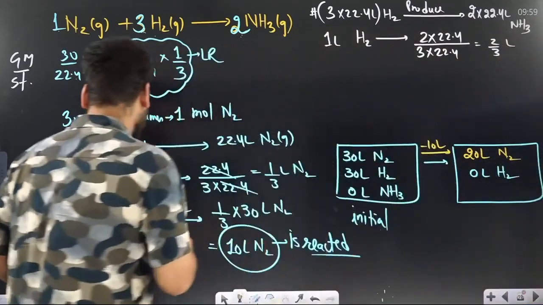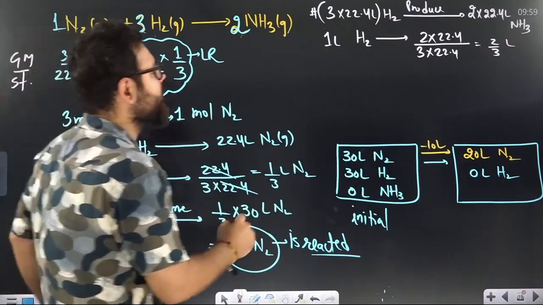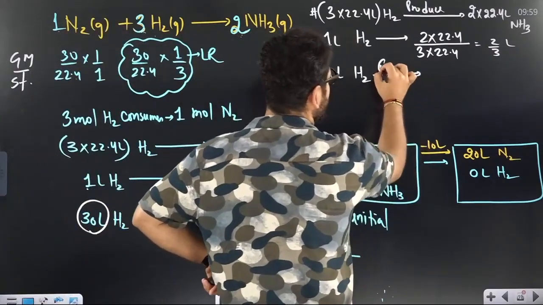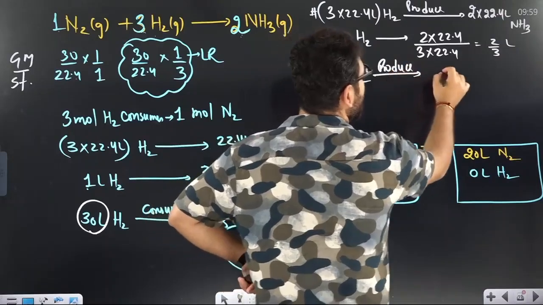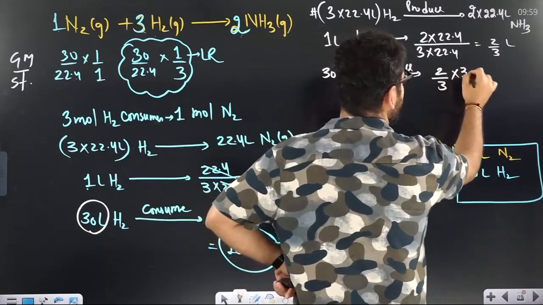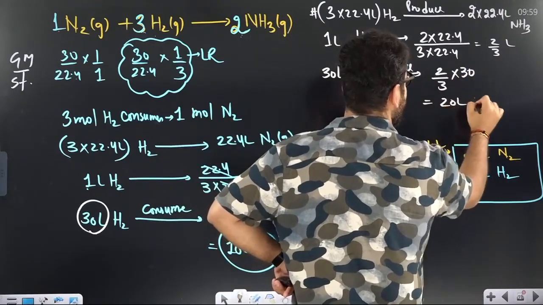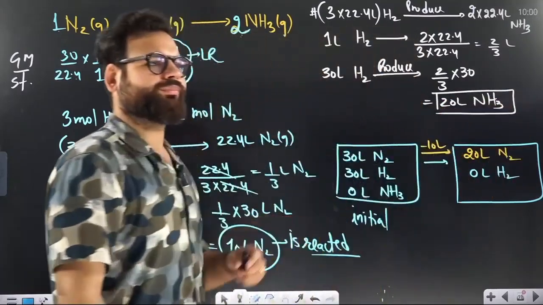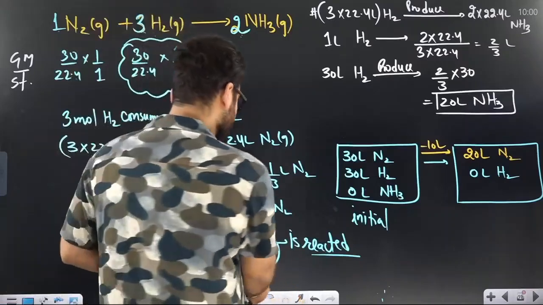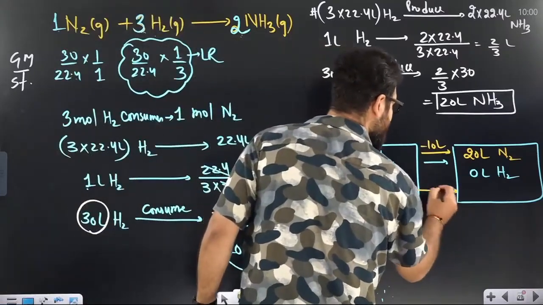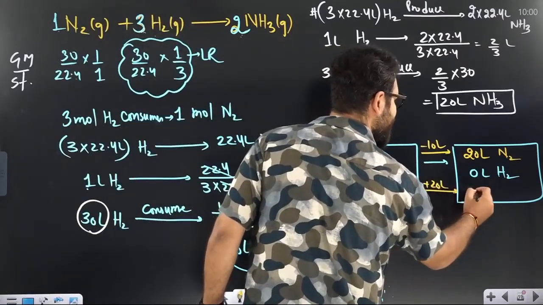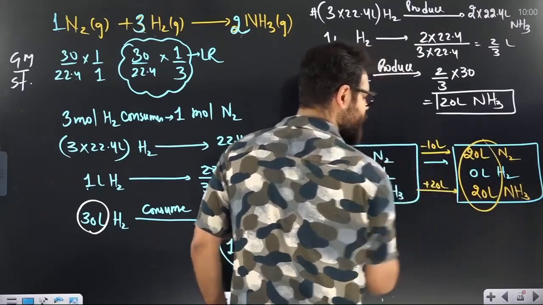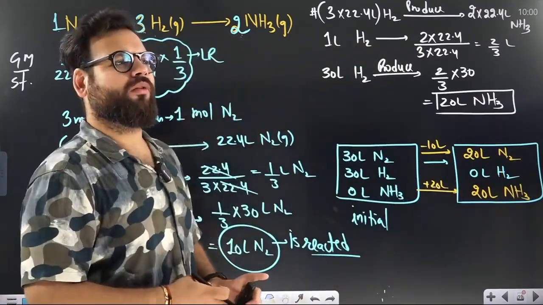But how much hydrogen did we have? We have consumed 30 liter hydrogen. So 30 liters of hydrogen will produce 2 by 3 times 30, which is 20 liter ammonia. Good. Very good. That means ammonia produced is 20 liter. So finally we get 20 liter ammonia. So the final volume is how much? 40 liter. Final volume is 40 liter.